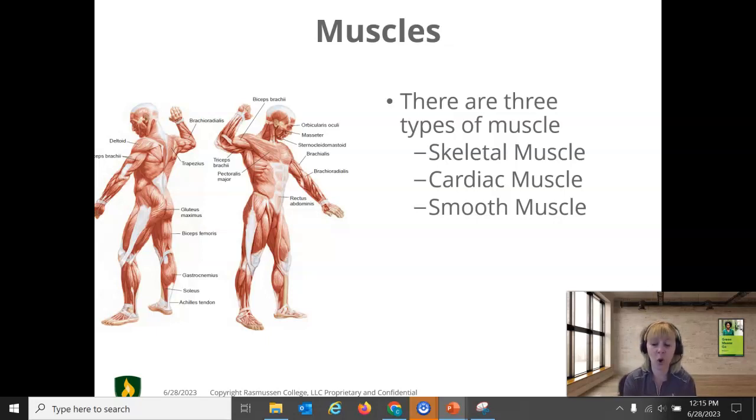Cardiac muscle is only found in the heart. And then smooth muscles are called your involuntary or visceral muscles. They are muscles whose actions are not voluntary. For example, these are muscles found in things like your GI tract and your respiratory tract. We don't tell them to expand and move or move foods and digest foods. It happens automatically instead of voluntarily.